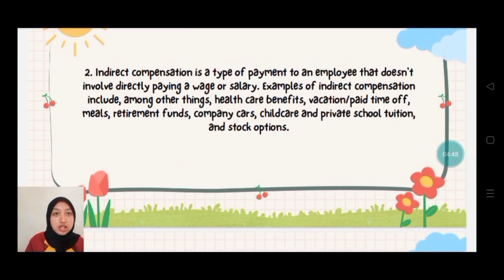2. Indirect compensation is a type of payment to an employee that doesn't involve directly paying a wage or salary. Examples of indirect compensation include, among other things, healthcare benefits, vacation or paid time off, meals, retirement funds, company cars, child care and private school tuition, and stock options.